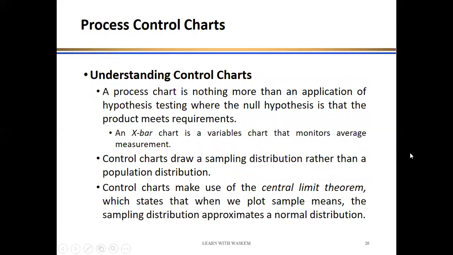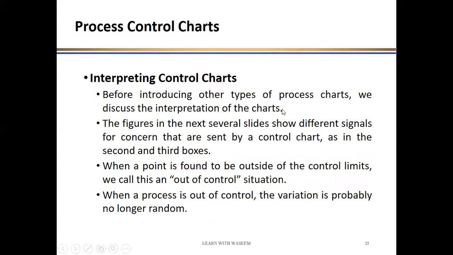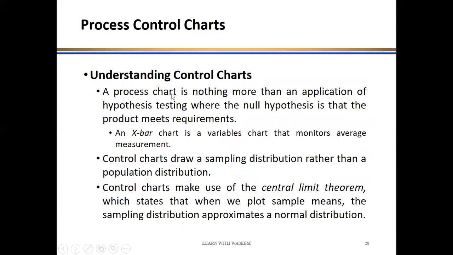Let's discuss understanding the control charts, what control charts actually are, and then we will explain the X bar and R charts. Understanding the control chart: a process chart is nothing more than an application of hypothesis testing, where the null hypothesis is that the product meets requirements. The X bar chart is a variable chart that monitors average measurement.